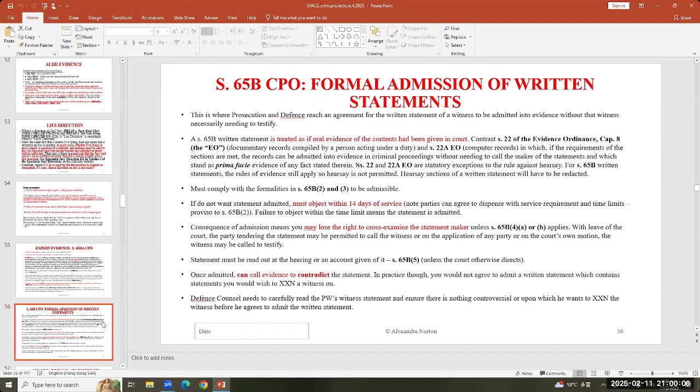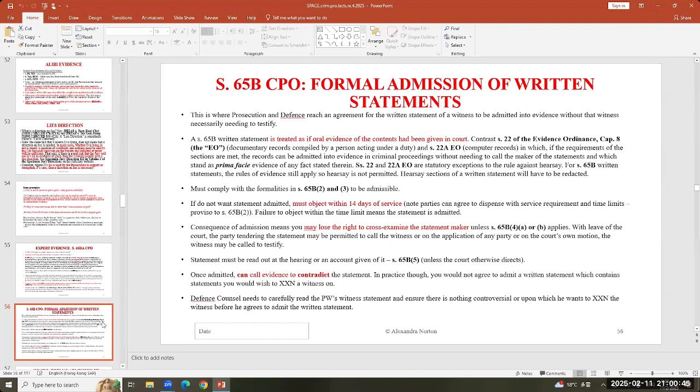So when you get this request made, you need to consider carefully what your case theory is. Because if you would want to cross-examine this witness, then in practice, you should never agree to admit this statement. Because usually, if the statement is admitted, it means the witness is not coming to court to testify. So you will lose that right to cross-examination. The only exception is in section 65B4, if you can persuade the court to give leave for this witness to be called. But then leave is not guaranteed, right? You need to have a good argument why this witness should be called to testify.